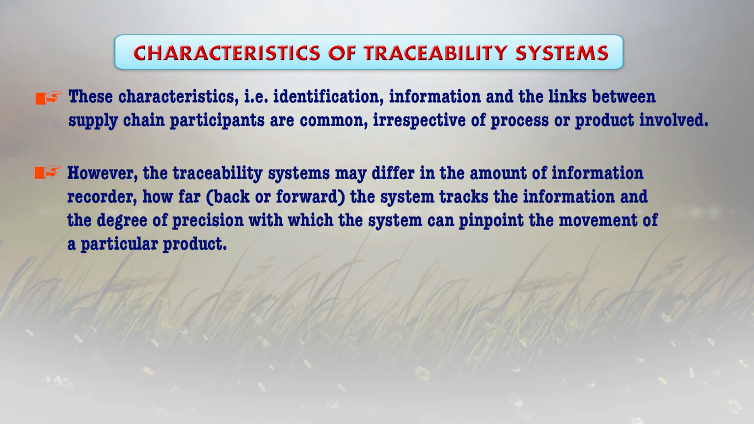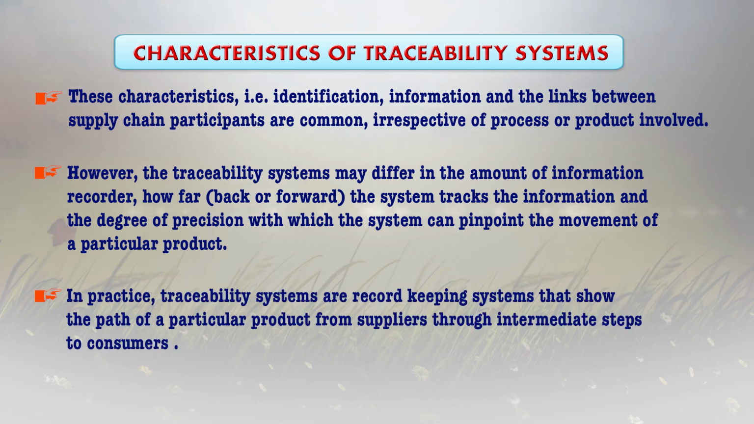However, traceability systems may differ in the amount of information recorded, how far back or forward the system tracks the information, and the degree of precision with which the system can pinpoint the movement of a particular product. In practice in general, traceability systems are record keeping systems that show the path of a particular product from suppliers through intermediate steps to consumers. Sometimes it is also identifying the product.